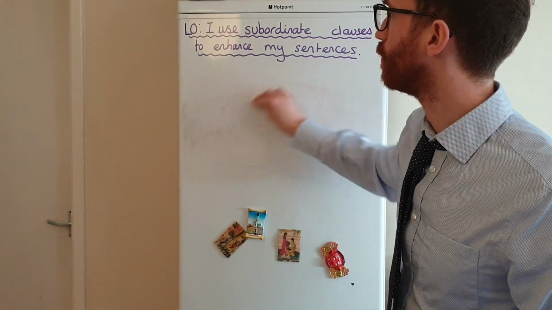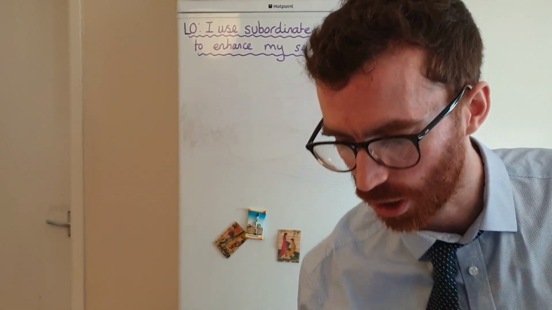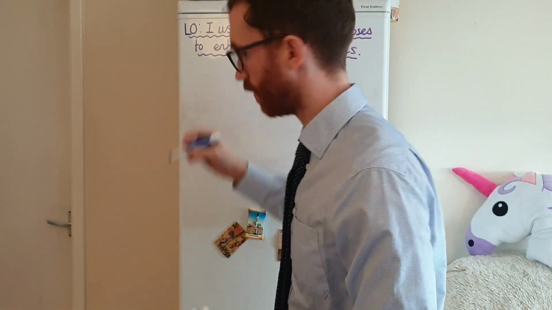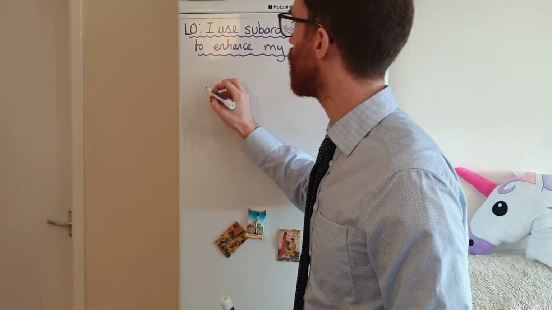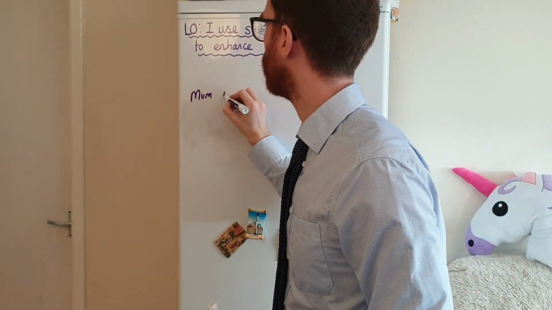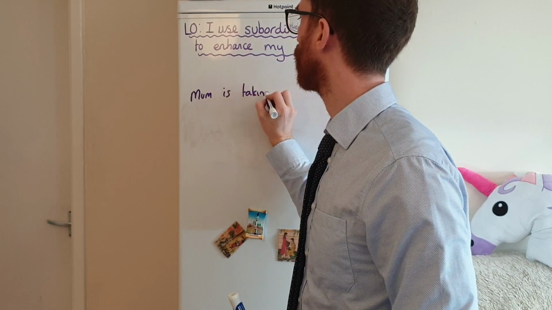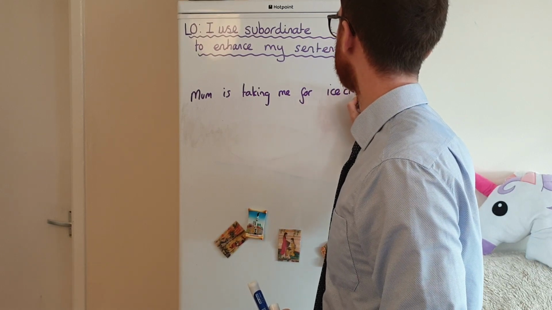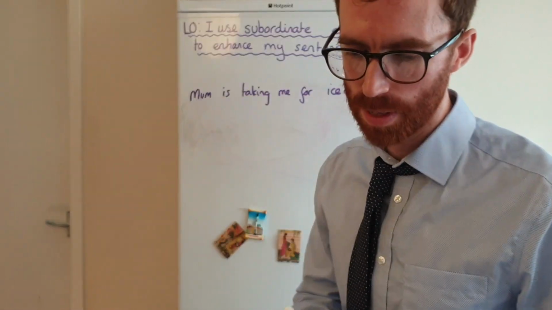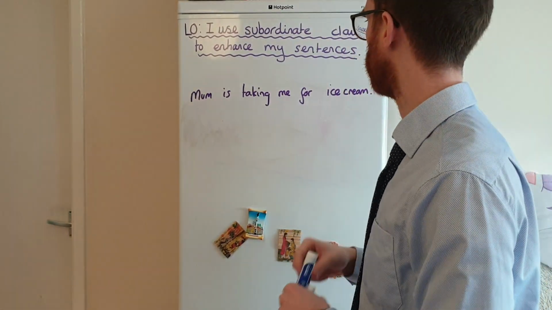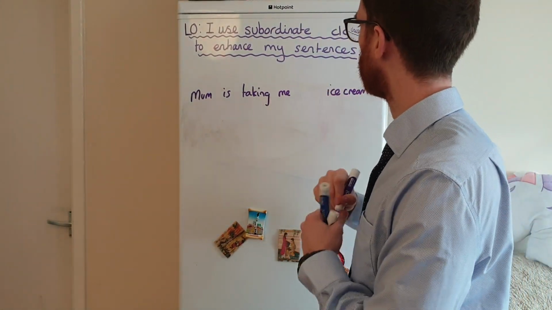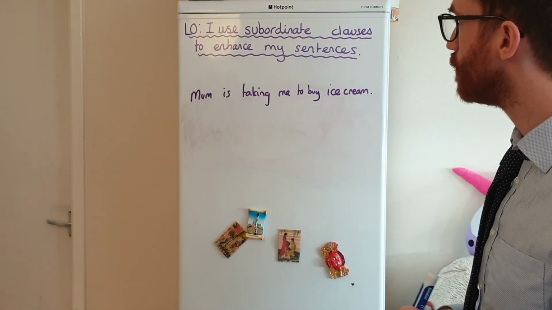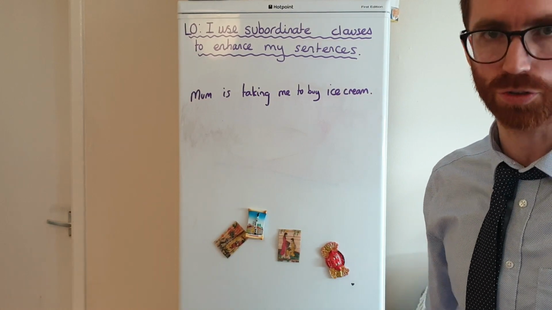Let's try again with another example. So you've had a little go, but let's try something else. Let's have a longer main clause, shall we? Let's have this then. I'll use my purple. Mum is taking me for ice cream. Okay? Mum is taking me for ice cream. Or I might just say, Mum is taking me to buy ice cream. Makes a little bit more sense. Mum is taking me to buy ice cream. It's a main clause, it works, okay?